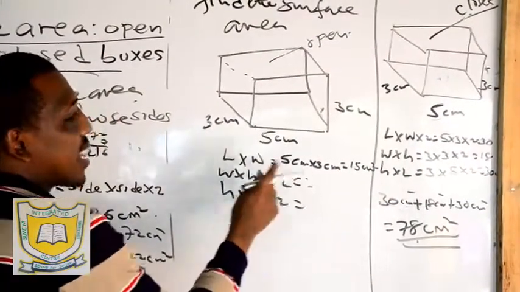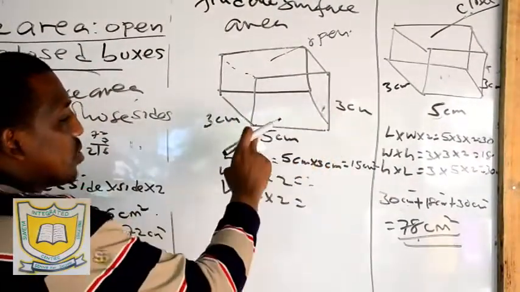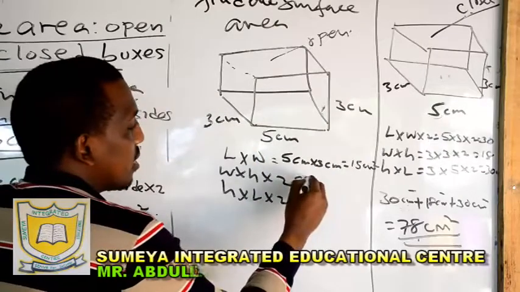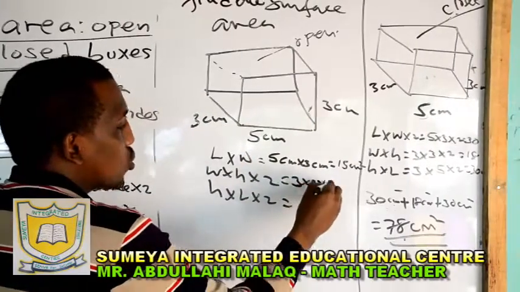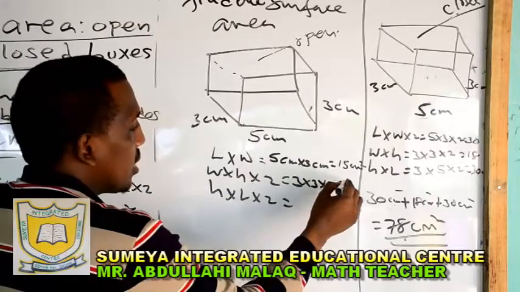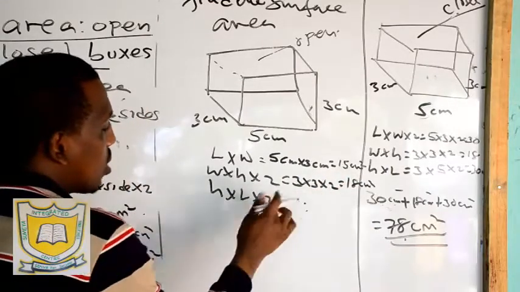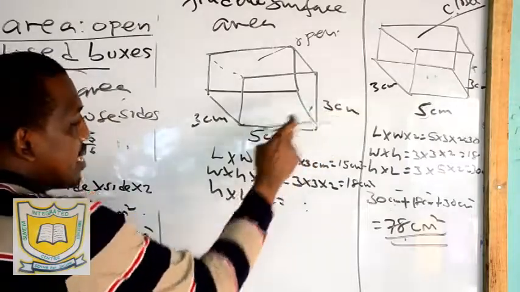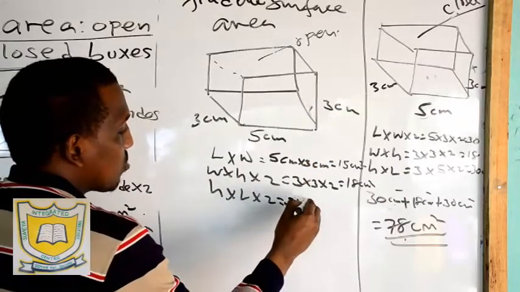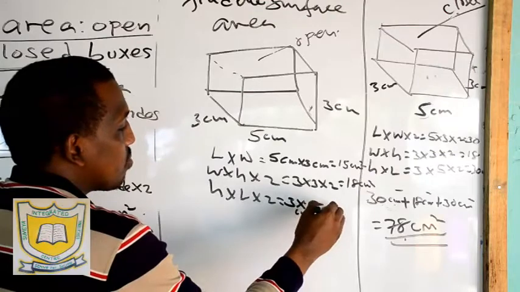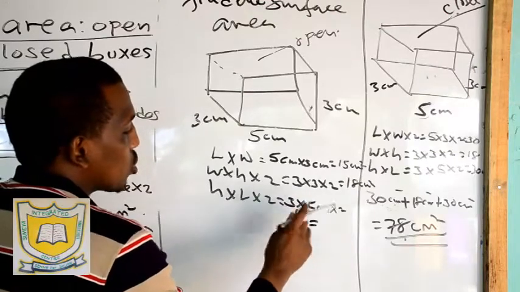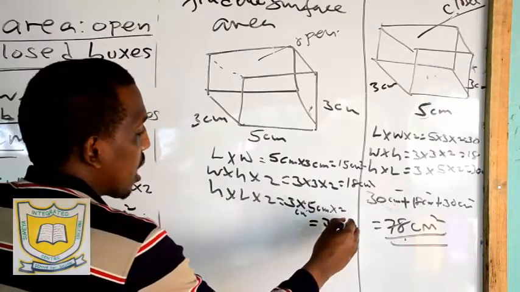Then now the width and the height: 3 times 3, width times height, 3 times 3 times 2, which equals 18 centimeter squared. This one now, height and length: you say 3 centimeter times 5 centimeter times 2, which equals 30 centimeter squared.